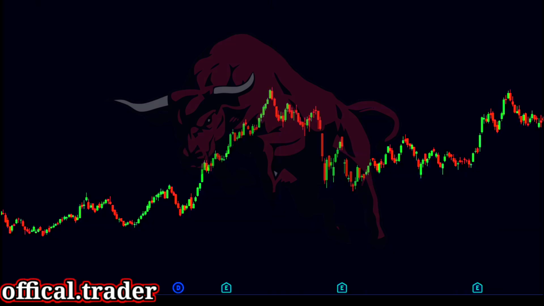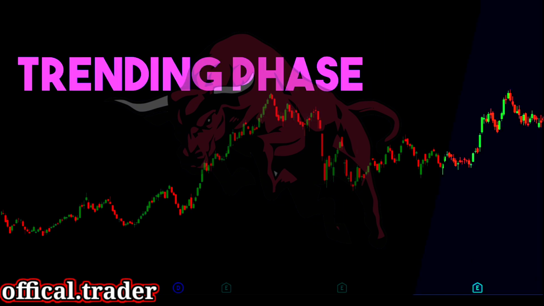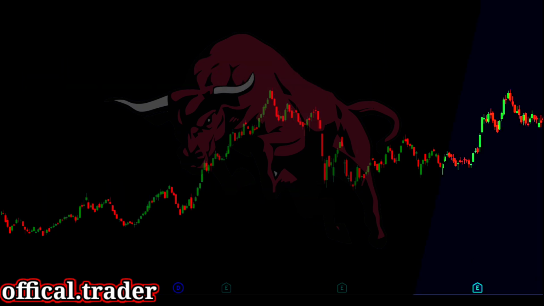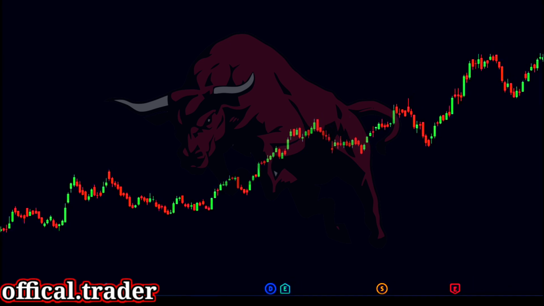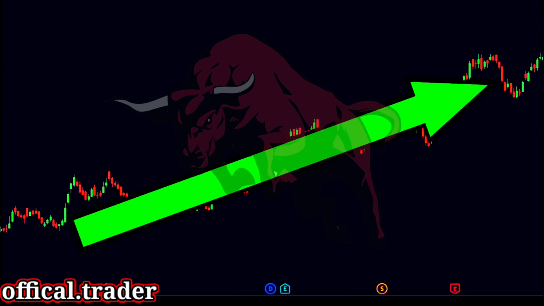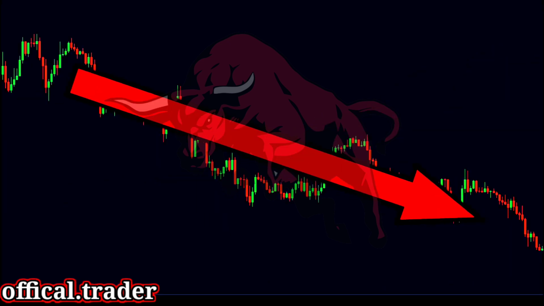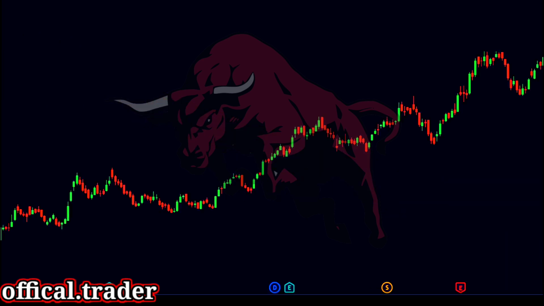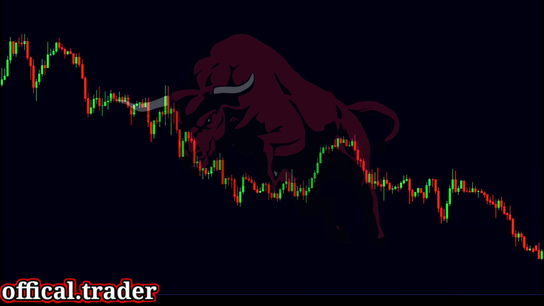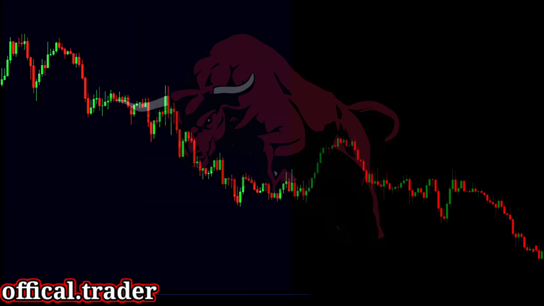The price of an asset generally moves in two phases: the trending phase and the ranging phase. A trending phase can be identified when the price is moving in an upwards direction or a downwards direction. In an uptrend, we see that the price makes higher highs and higher lows. On the other hand, in a downtrend, the price makes lower highs and lower lows. When the price is in an uptrend or a downtrend, we will look to enter the trend on the pullback.